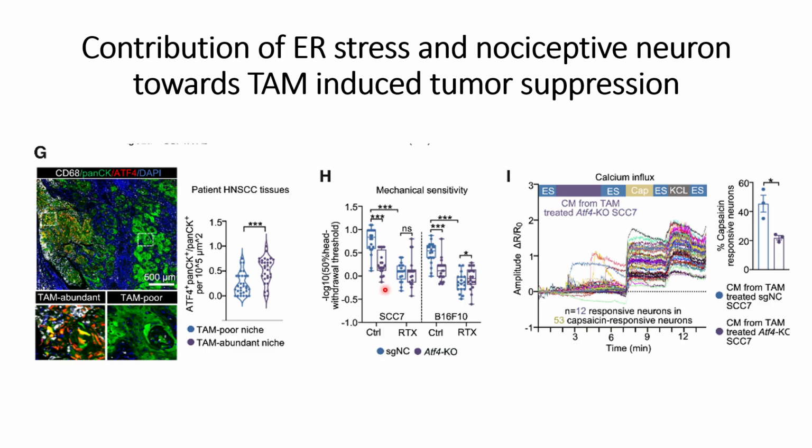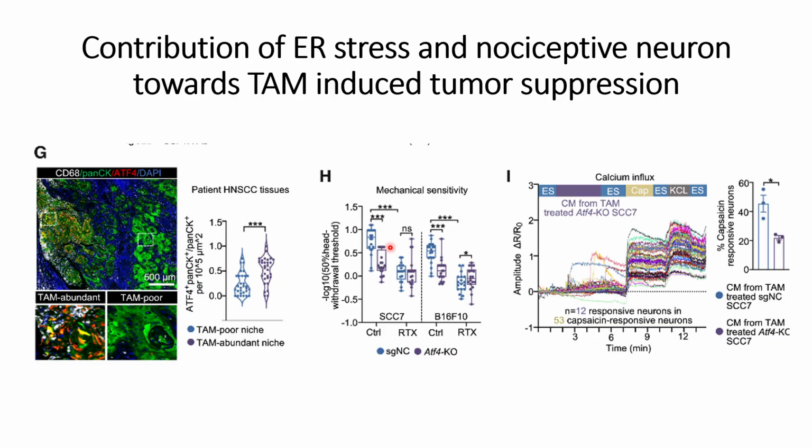When they checked the mechanical sensitivity, they are able to see that in both SCC7 cells and B16F10 cells, the mechanical sensitivity goes down more significantly in the ATF4 knockdown conditions compared to the conditions where nociceptive neuron is killed using RTX. This indicates that the contribution of the ER stress is greater than that of the nociceptive neuron.